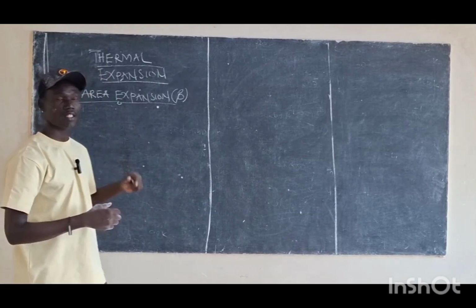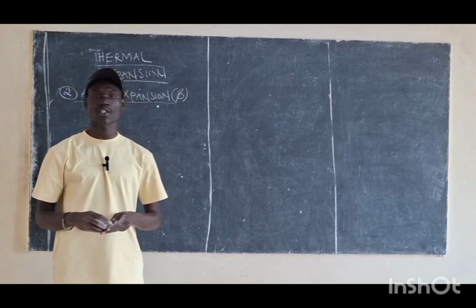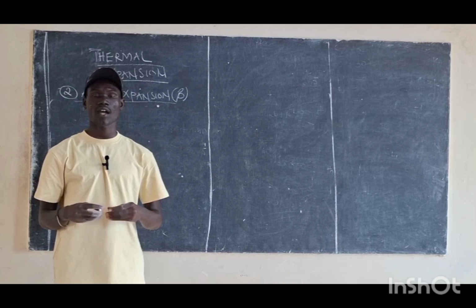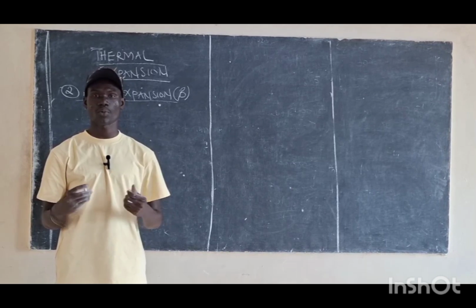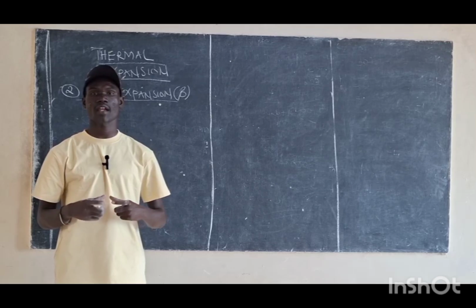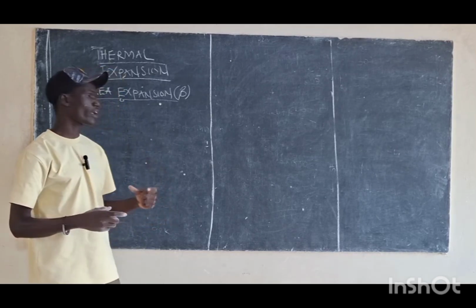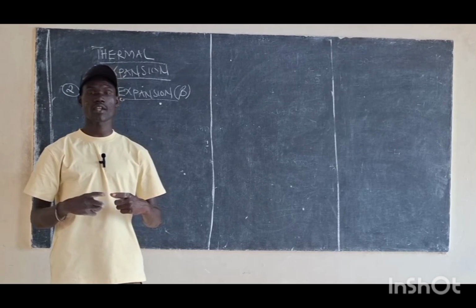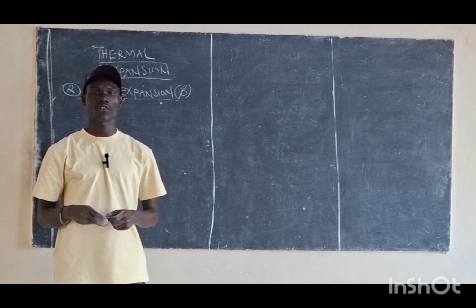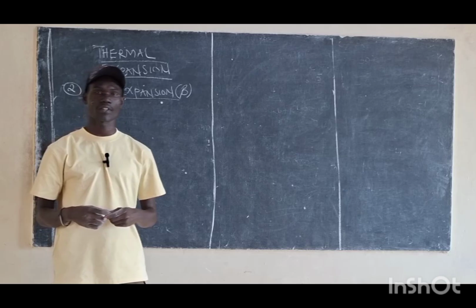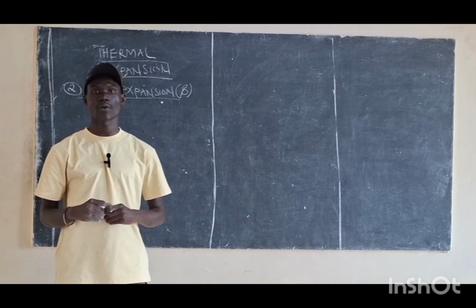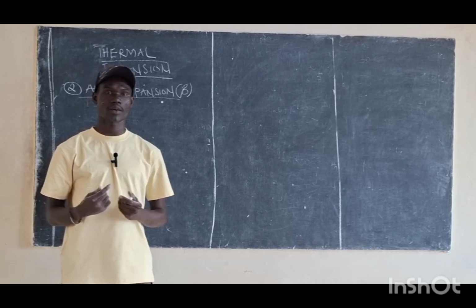Area expansion is an increase in the area of a solid or a metal, compared to linear expansion where there is only an increase in the length. But for this one, there is a gradual increase in the area of a solid or a metal. Therefore, area expansion is an increase in the area per unit area per degree rise in temperature.